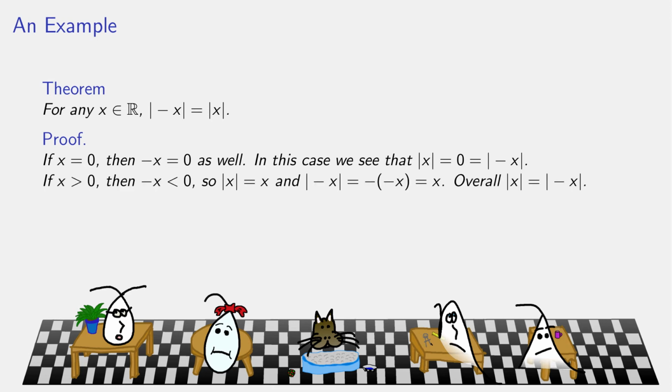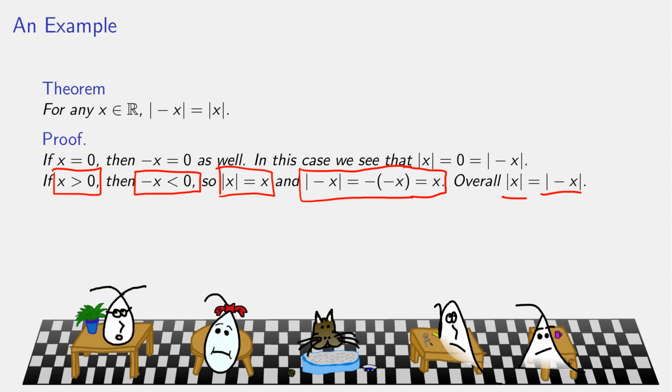If I start with a positive number, then -x is negative. So the absolute value of x is x. Now, how do I know the absolute value of x is x? Because x is positive, and that's how the absolute value function works. But since -x is a negative number, the absolute value function says multiply by -1. And now I have -(-x), that's just the same thing as x. So overall, the absolute value of x was x, but so was the absolute value of -x, so they're equal to each other.